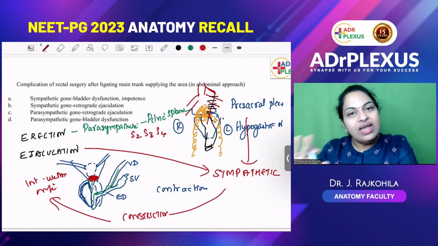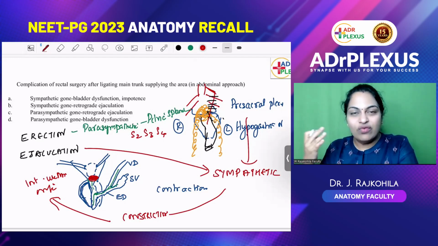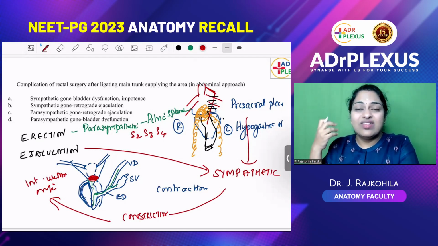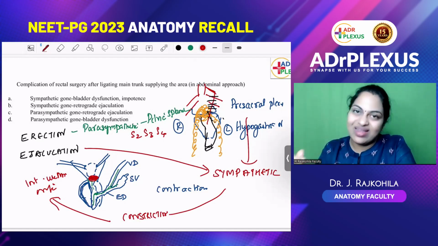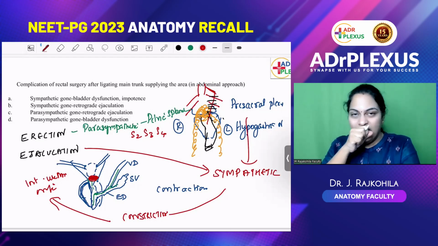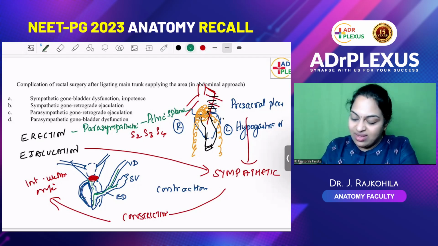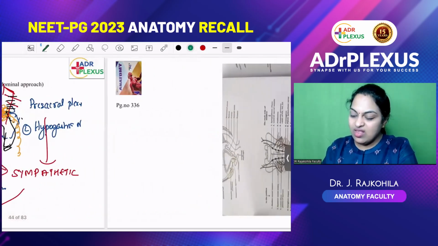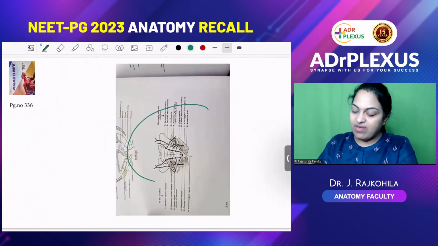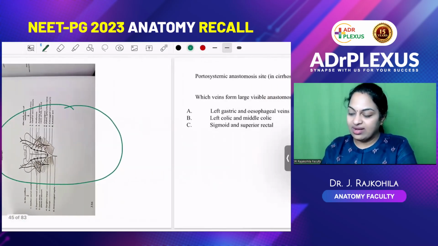Understood? Now, what will happen during rectal surgery? Yes, during high ligation of the inferior mesenteric artery, there is a possible chance of injury to the presacral plexus, the hypogastric nerves, which are sympathetic. Okay, so the constriction or the sphincteric action of the internal urethral orifice can be lost, and in that case, there will be retrograde ejaculation. Got it right? Okay, this concept, you must have understood it from the posterior relations of rectum, which must have been discussed in the ADR classes, right?